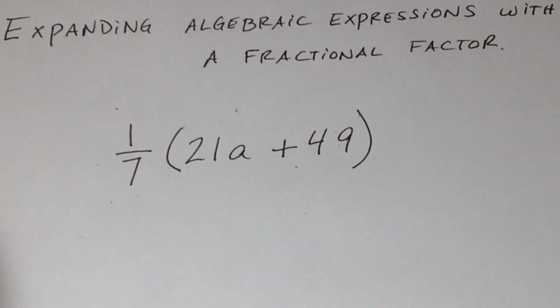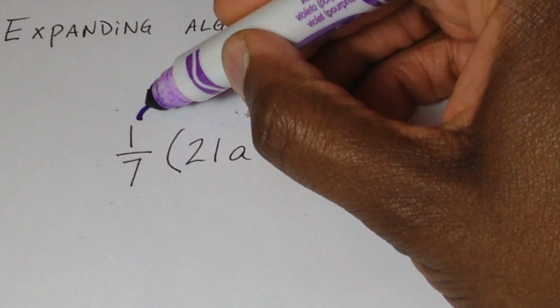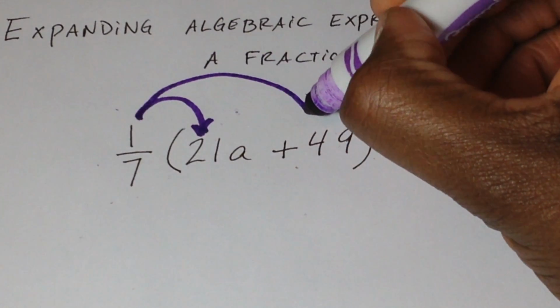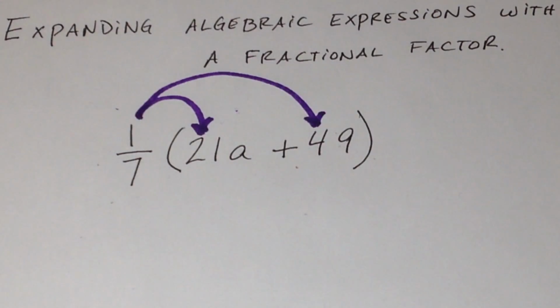All right, we'll talk about expanding in a minute. We're going to use the distributive property in order for us to expand this expression. So we're going to multiply 1/7 times 21, and we're going to multiply 1/7 times 49. Okay, so that's giving us an idea. The arrows give us the idea of what we're going to do. So let's do the multiplication.